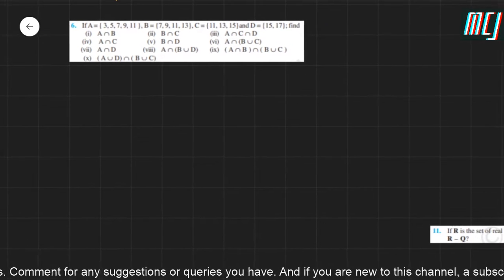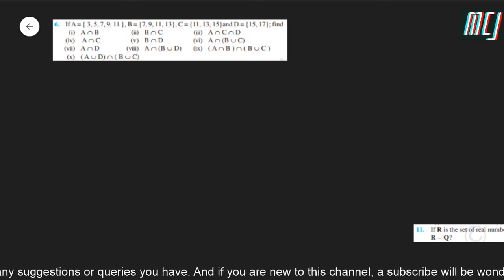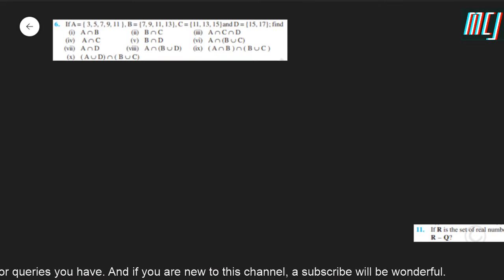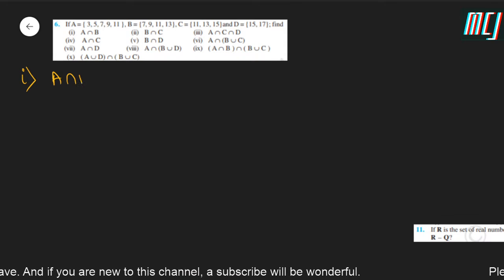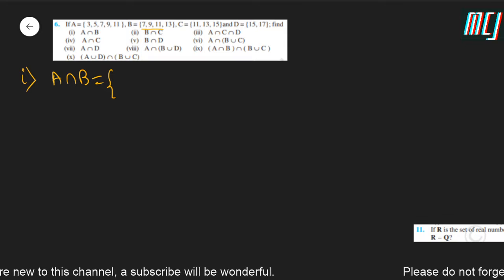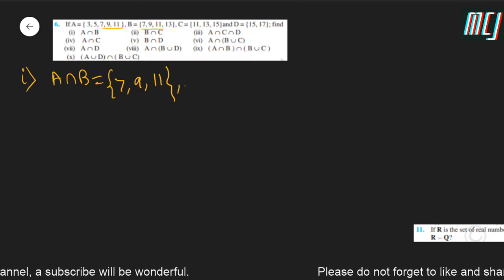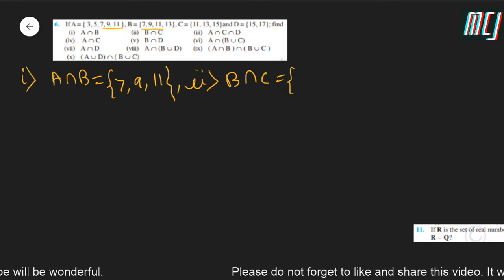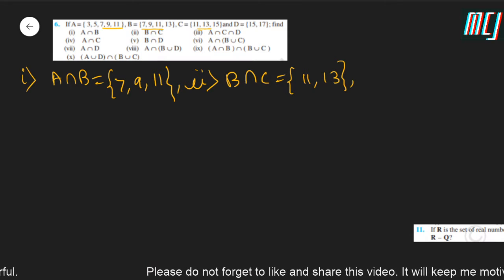In the sixth question, it is saying that you need to find again this intersection union thing. Okay. So we'll do first A intersection B. See, we need to find the common elements only. 7, 9, 11 common. So 7, 9 and 11. Now the second one, that is B intersection C. So here see the common elements 11 and 13. So 11 comma 13. Okay.